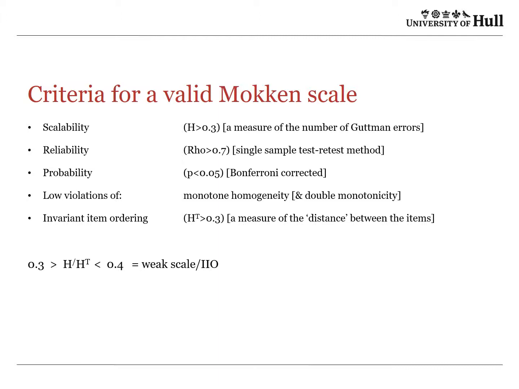So here are the ranges of H and HT. 0.3 to 0.4 indicates weak scaling or weak invariant item ordering. 0.4 to 0.5 indicates moderate scaling or moderate invariant item ordering, and then greater than 0.5 indicates strong scaling or strong invariant item ordering.